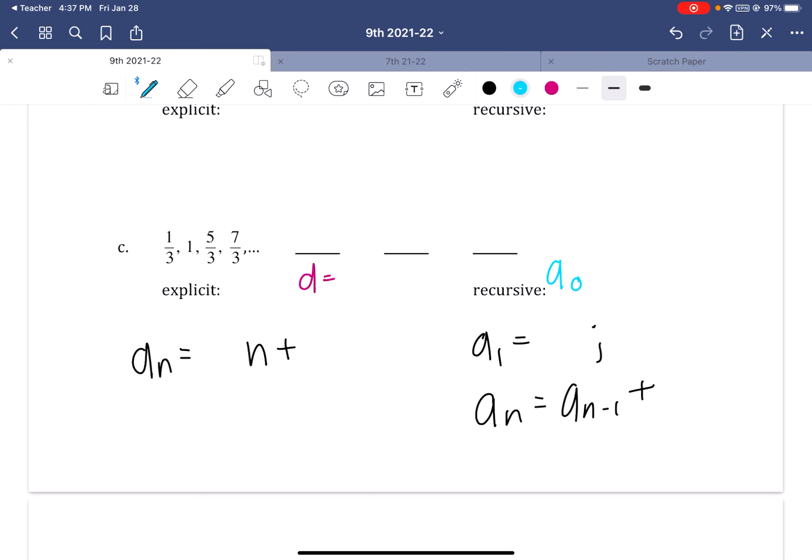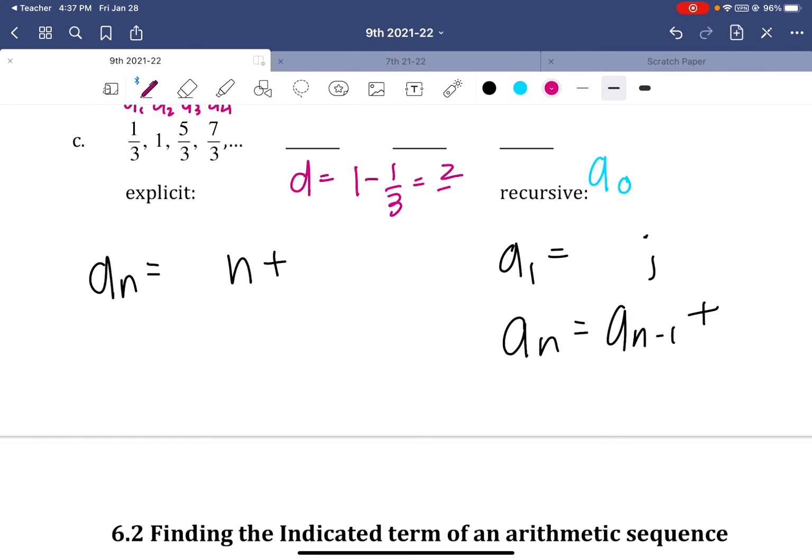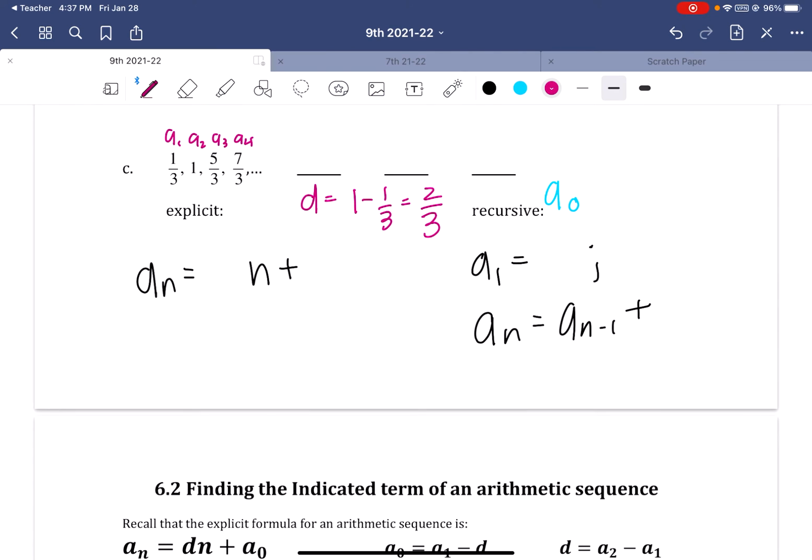D is going to be A2 minus A1. So my A2, remember, I'm going to label these A1, A2, A3, A4. So it is going to be 1 minus 1/3. So if you do that in your calculator, you'll get 0.66666 repeating. If you do it in your head, I hope you get 2/3. All right. You can click second PRB in your calculator, and that will give you 2/3, which will be nice.